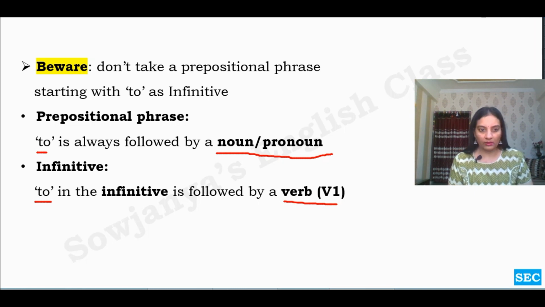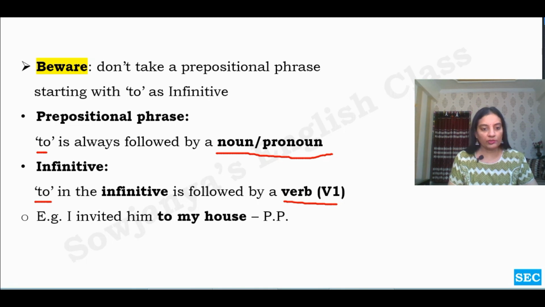So whenever we see a phrase starting with to, we need to look for the next word, whether it's a pronoun or a noun or a verb V1. If it is a noun or a pronoun, it is a prepositional phrase, or if it is a verb V1, it is an infinitive. Let us look at one example of each.